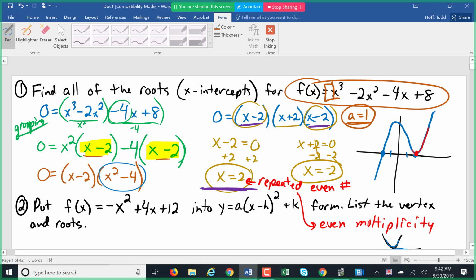Remember, if that is positive, and our power here is odd, that means on the left side of the graph, it shoots down to negative infinity. And on the right side of the graph, it shoots up to positive infinity. If this were positive and that power were even, it goes to positive infinity on both sides. Remember those little things. Those are shortcuts we're going to use today for graphing polynomial functions. If that first coefficient is negative, it just flips everything over.